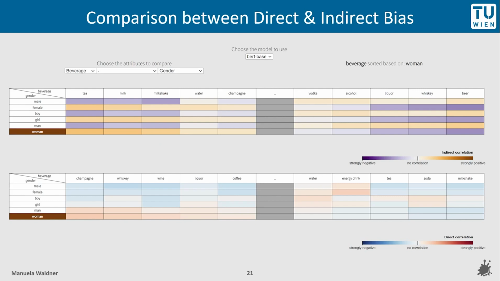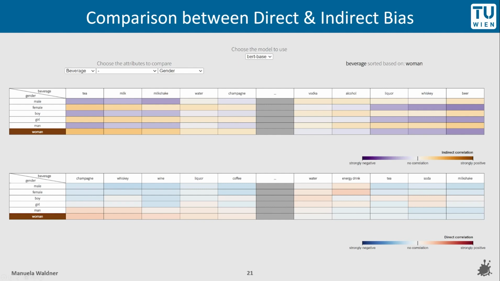How does this compare to the results of the original logarithmic probability bias score? Here we see a comparison between the original direct bias score in the bottom table and our indirect version on the top table. We see beverages sorted by predicted preference by women. Our indirect score on the top sees a strong association between tea, milk and milkshake with woman and a negative association with liquor, whiskey and beer. This is consistent with girl and female and opposite to man, boy and male.